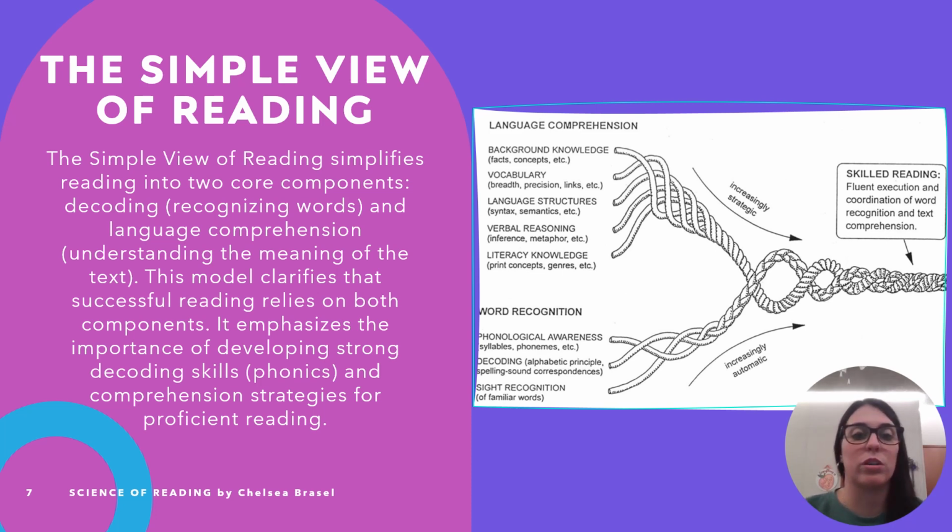Individual letters or letter combinations, okay? And then language comprehension, on the other hand, refers to understanding the meaning behind the words that are being read. So both decoding and language comprehension are essential for effective reading. If one component is weak, it can hinder the overall reading comprehension.